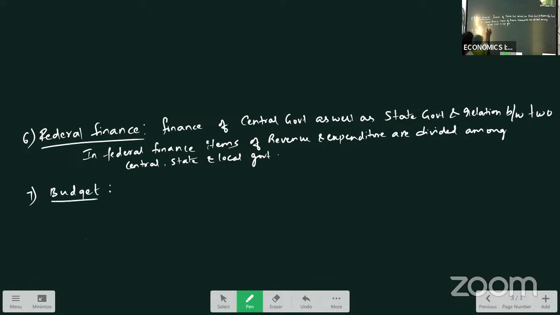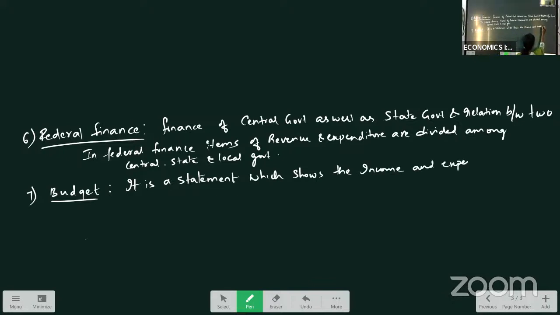Budget means what? It is a statement which shows the income and expenditure of the government for a financial year, right? So here we can say, what do you mean by budget? Budget means it is a statement which is prepared by the government, which shows the income and expenditure of the government for the financial year. So that concept is called as budget.